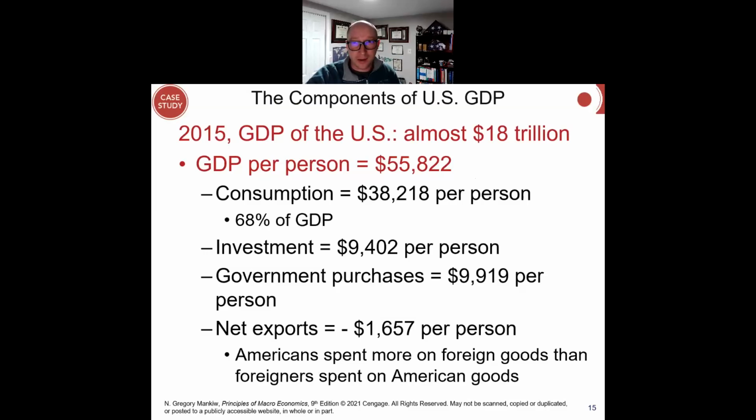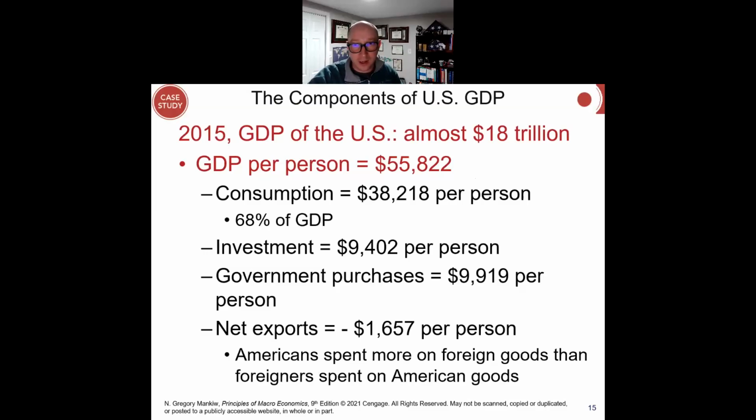So, how we get to 55,822 per person in the United States, gross domestic product per person, which is a great number, by the way. Well, we got to remember, we got to solve for gross domestic product. How do we do that? We take consumption plus investment plus government purchases plus net exports to equal gross domestic product.